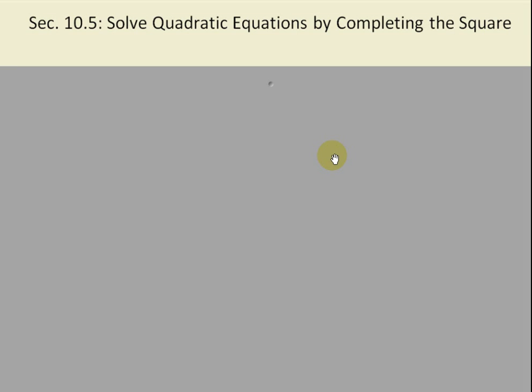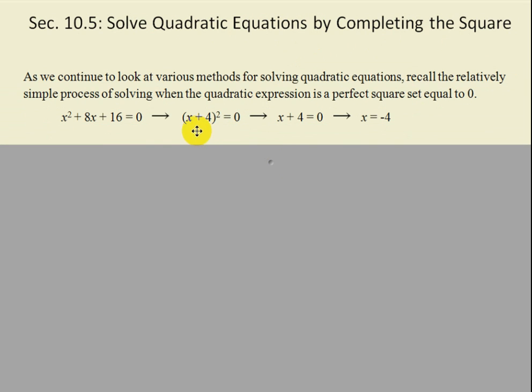In section 10.5, we look at yet another way to solve quadratic equations, and this is through a little bit of a complicated and yet really nifty method called completing the square. So first of all, think about when we had a quadratic which was a perfect square. This works out really nicely because we can factor this into x plus 4 squared, and because that's already set equal to 0, we can simply take the square root of each side and get x plus 4 equals 0, and we get our solution relatively quickly.